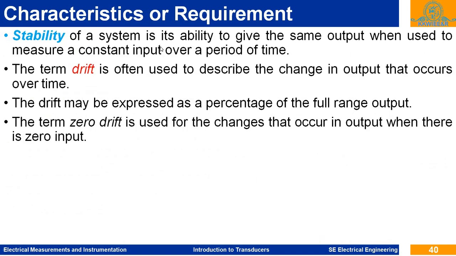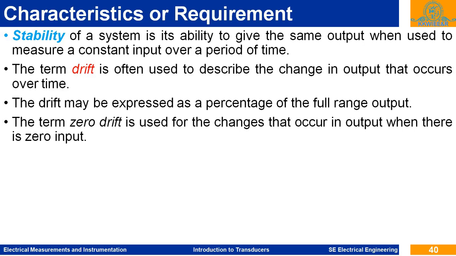Stability of a system is its ability to give the same output when used to measure a constant input over a period of time. That term is also called drift. It is often used to describe the change in the output that occurs over a time. It means the input to the system is constant, and there should not be a change in the output of that transducer.